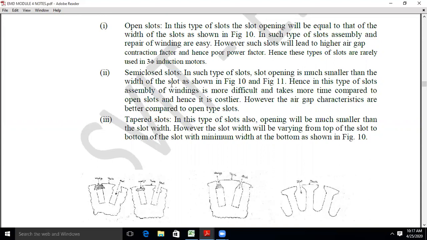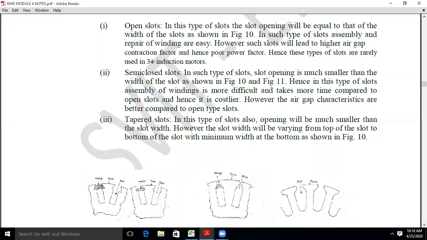Now semi-closed type slots. In such slots, the slot opening is much smaller than the width of the slot, as shown in the figure. Hence in this type of slot, assembly of winding is more difficult and takes more time compared to open slots, and hence it is costlier. However, the air gap characteristics are better compared to open type slots.